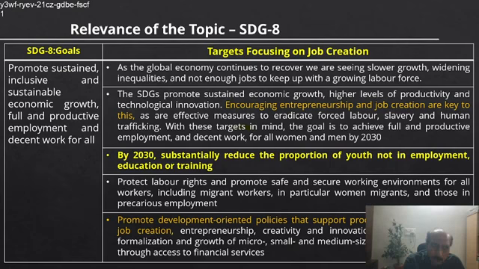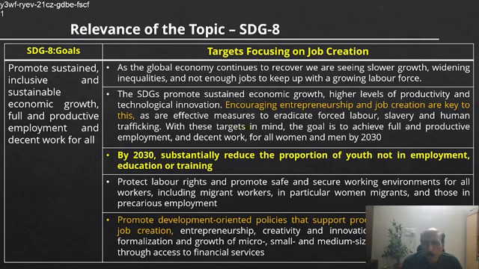If you look at the sub-targets set under SDG number 8, an important sub-target is that we have to encourage business organizations and entrepreneurs to create jobs. We also have to protect the rights of labor and promote a safe and secure working environment for workers. We also have to ensure that development-oriented policies are promoted that support productive activities and job creation. The most important sub-target under SDG number 8 is that by 2030, we have to reduce substantially the proportion of youth who are not in employment, education or training. This is a very, very important sub-target of SDG number 8.